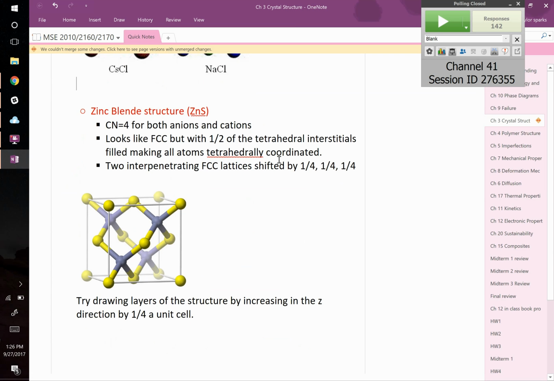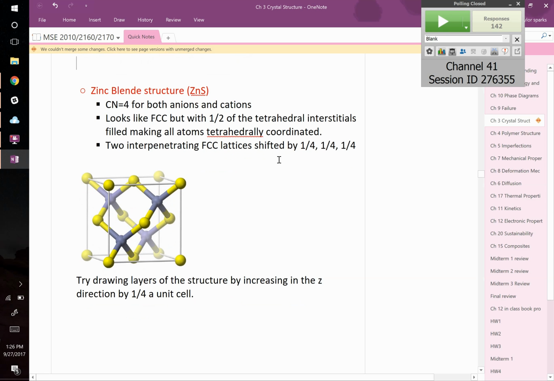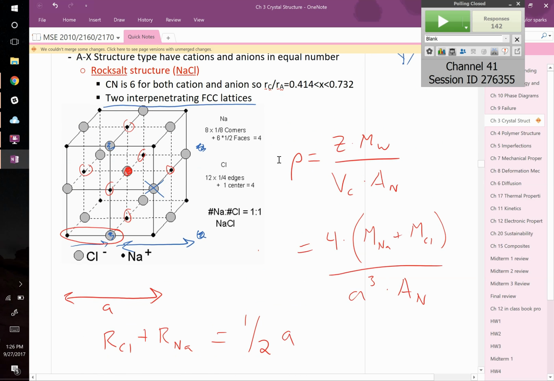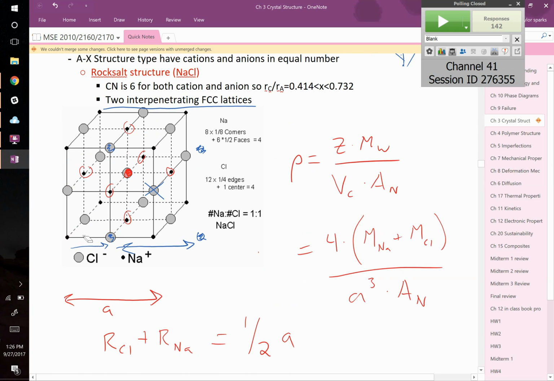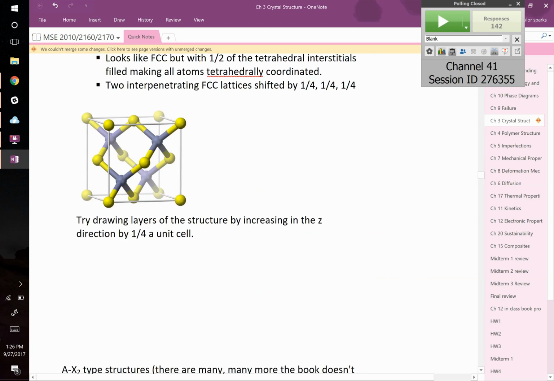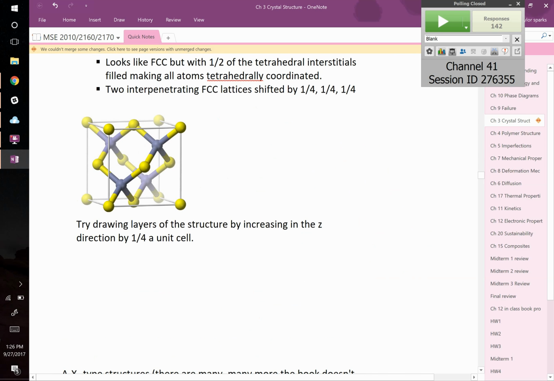Now you have a coordination number of 4 for both the anions and the cations. And again, this looks like two interpenetrating FCC lattices, but instead of being shifted along the edge length, remember for sodium chloride, it looked like two lattices, but we'd shifted it by half of a lattice parameter in that direction. Now it looks like we've shifted it by a quarter of a lattice parameter in the X, the Y, and the Z directions. So basically this is an origin and that is an origin for the two different atoms.